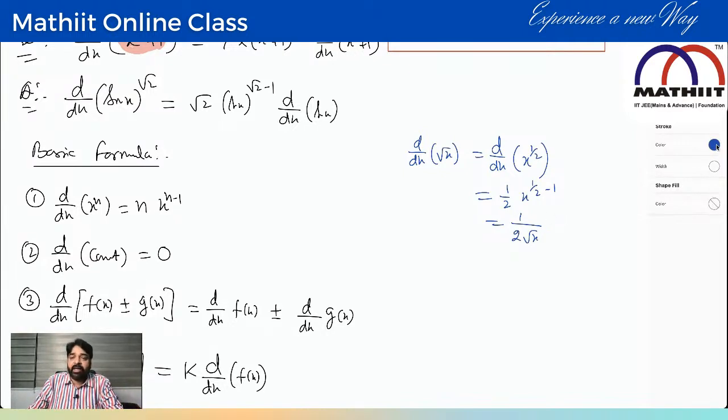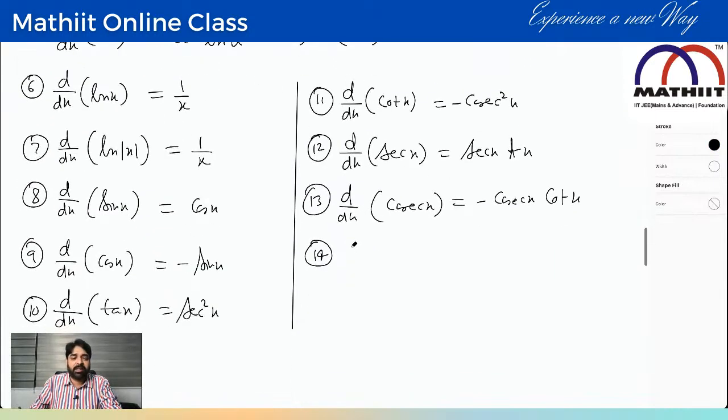This is the standard formula. As a standard formula, you have to remember it, because most of the time this will come. Every time, don't derive it, it will decrease your speed. d by dx of root x is always equal to 1 by 2 root x. Keep this point in mind.